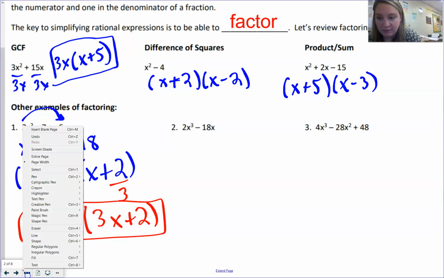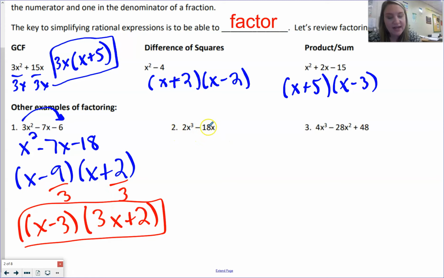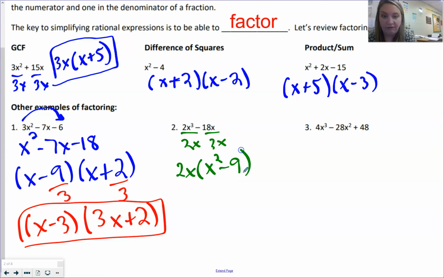Our next one is kind of a combination of two different ones. So first I notice I can divide something out. This has a greatest common factor. I can divide each of these pieces by the number 2. They also both share an x that I can take out. So 2 divided by 2 is 1. x cubed, I took one x away, I am left with x squared. Negative 18 divided by 2 is going to give me negative 9, and then x moved out front.